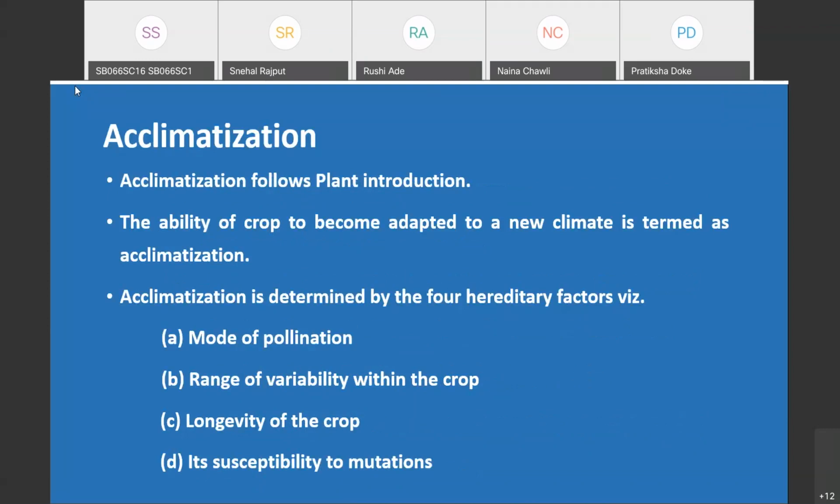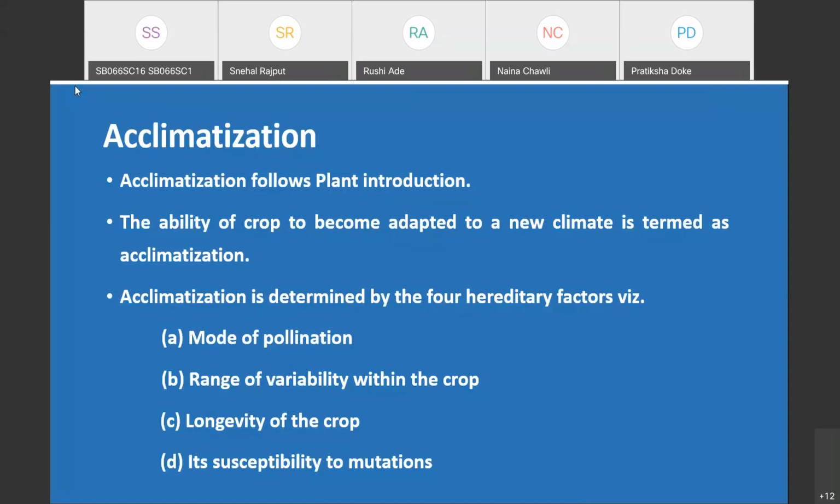Acclimatization means the ability of a crop to become adapted to the new climate. The plant material in plant introduction is introduced from one region to another region having different environmental conditions.